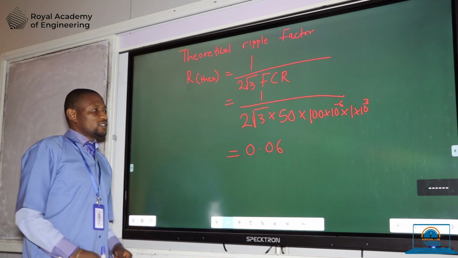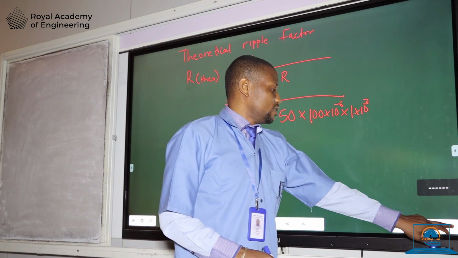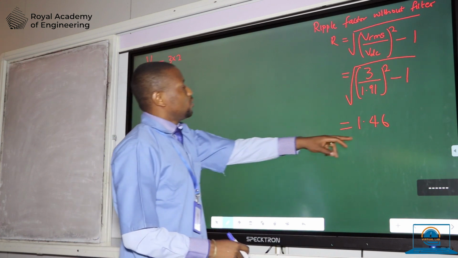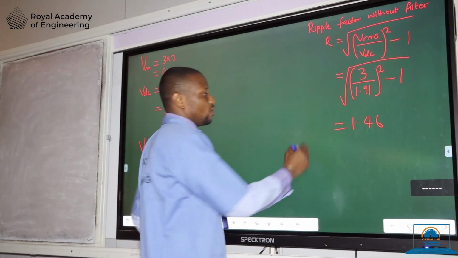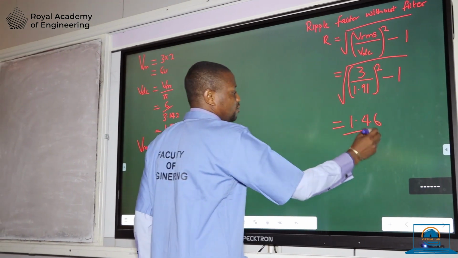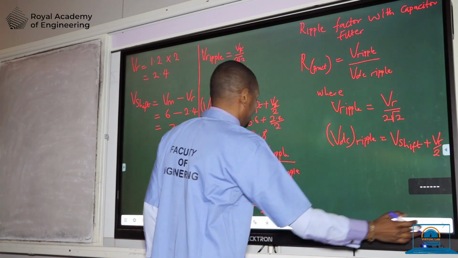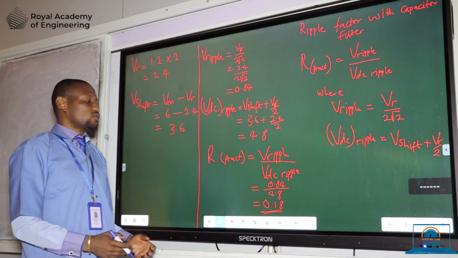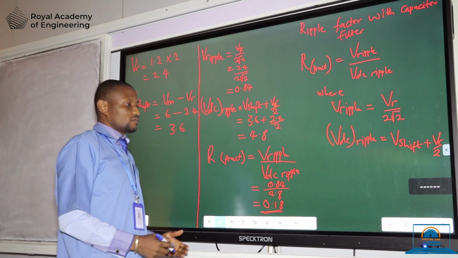With this, we can see clearly the differences in the values that we have calculated. When we have no filter, we're having a value of 1.46 as our ripple factor, and when we added the filter to it, we have 0.18. This has shown us clearly that we can reduce ripples in our circuit using a capacitor filter.